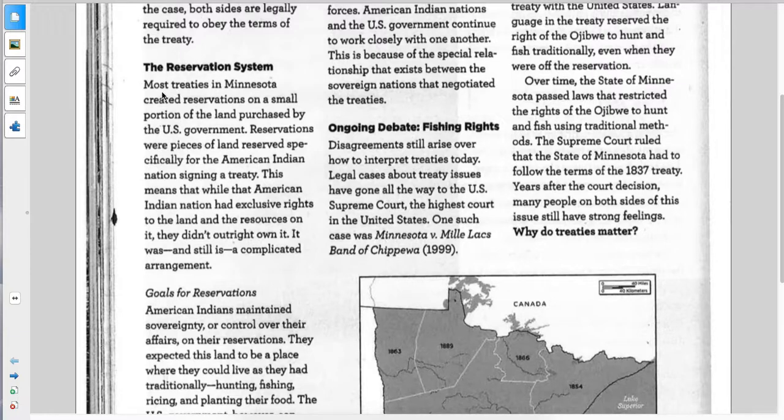The reservation system. Most treaties in Minnesota created reservations on small portions of the land purchased by the U.S. government. Reservations were pieces of land reserved specifically for the American Indian nation signing a treaty. This means that while the American Indian nation had exclusive rights to the land and the resources on it, they didn't outright own it. It was and still is a complicated arrangement. So this describes that Native American reservation land does belong to the American Indian nation, but to a certain extent it's still owned by the American government. So it's a complex situation.